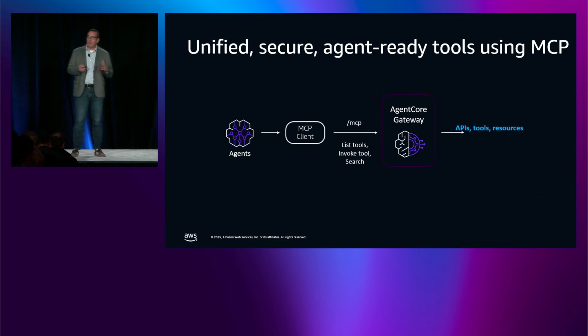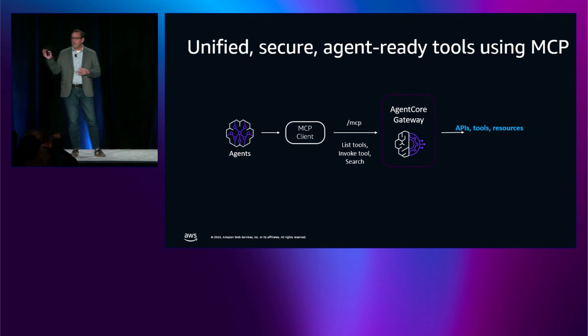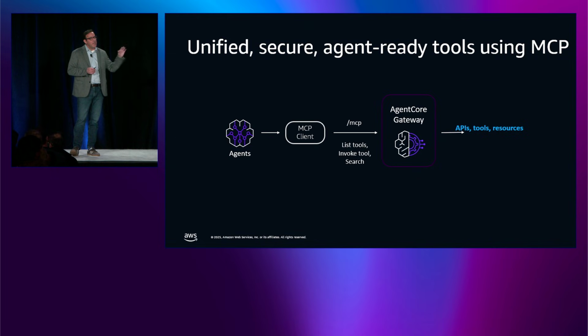So here's what the overlying architecture looks like in its most simplistic way. You have agents that are running, and they're implementing the MCP protocol. They are the MCP client. AgentCore Gateway presents an MCP endpoint that your agent points to. Again, this is all based on the MCP standard.